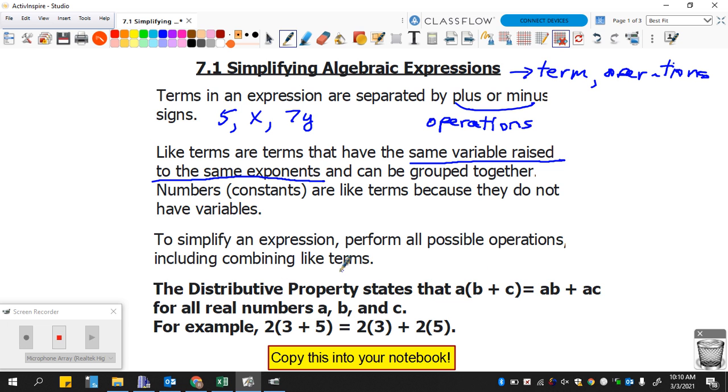And one of those operations is using the distributive property that says that if I take a number a times b plus c, that's the same thing as saying a times b plus a times c, for all the real numbers a, b, and c, all right. So for example, 2 times 3 plus 5 is 2 times 3 plus 2 times 5, all right, or you could say 2 times 3 is 6, and 10, 16. Or if you wanted to do the 3 plus 5 is 8, 2 times 8 is 16. All right, so copy this into your notebook.